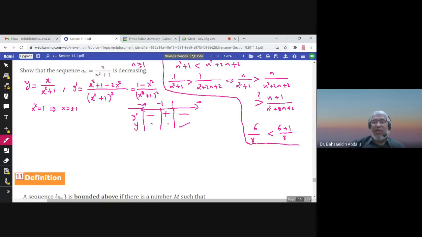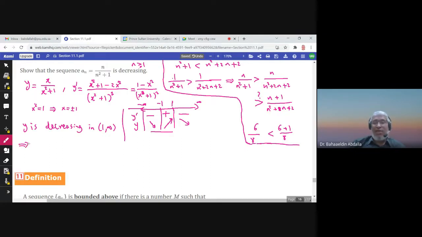So in fact, here y is decreasing, here y is increasing, and here y is decreasing. But I don't care about these two. I'm interested in the last interval. Y is decreasing in the interval from 1 to infinity.